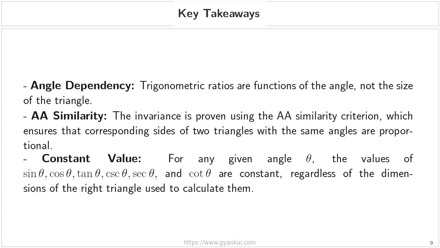All right, we have reached the end of our lesson. Let's take a moment to recap the key takeaways from today's session to ensure everything is clear. I hope this clarifies why these ratios are so reliable in trigonometry.